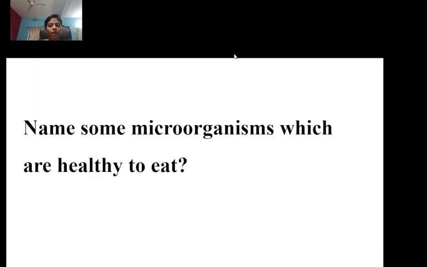Good. Now, name some microorganisms which are healthy to eat. Have you heard about this, students, that microorganisms we can also eat, and that too healthy? As you have already seen in bread, those microorganisms we cannot eat, but other than that, can we eat microorganisms which are healthy to eat? Mushroom. Yes, mushroom comes under microorganisms and is healthy to eat. But fresh mushroom, right? Yes, good.